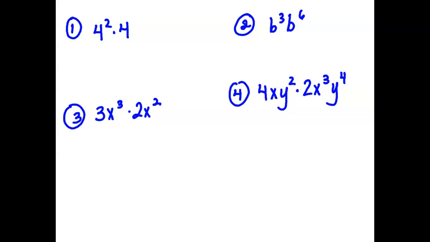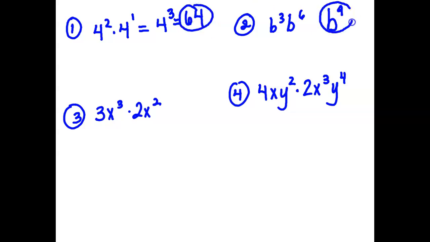So pause here. And now you should be returning, if you paused it. Now we're coming back and checking our work. This one should be 4 to the 3rd power, and when you evaluate it, it's 64. Here we have a base of b, and 3 plus 6 is 9, so you should have b to the 9th, so let's circle these.